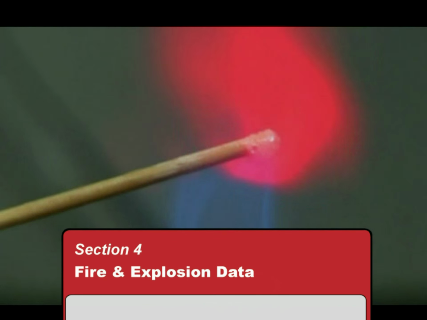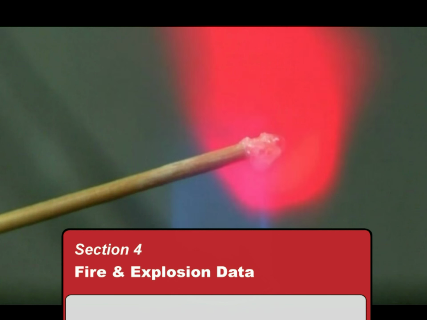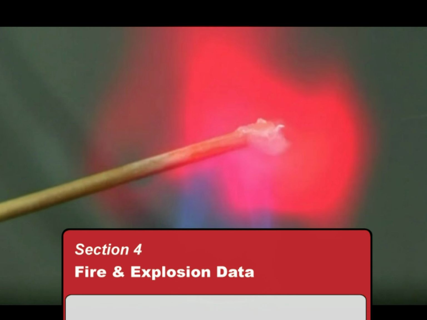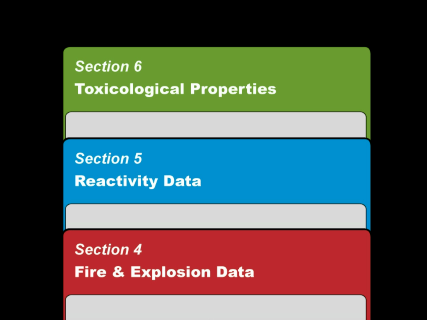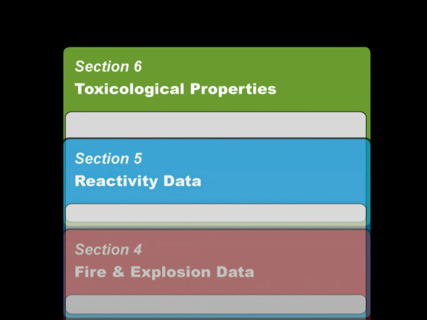Section 4, Fire and Explosion Data, deals with how likely it is that the product will catch fire or explode under different conditions. Section 5, Reactivity Data, describes what the product will do if exposed to other chemicals or conditions. Section 6, Toxicological Properties, describes how it can affect a worker's health.